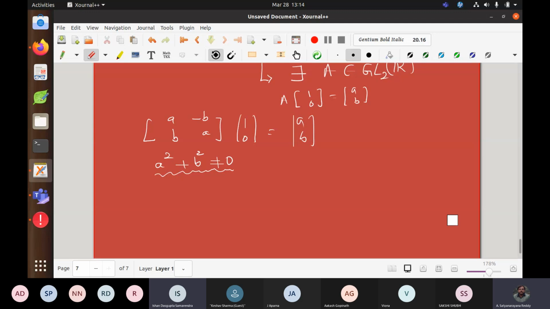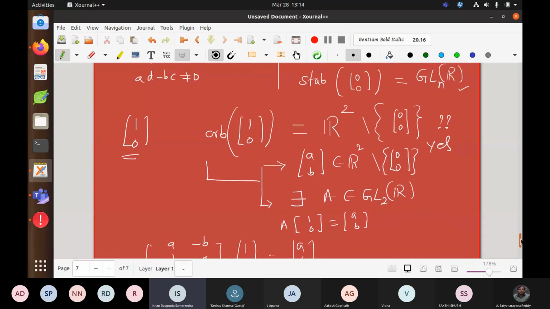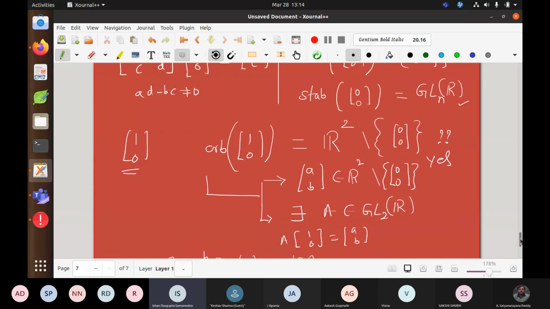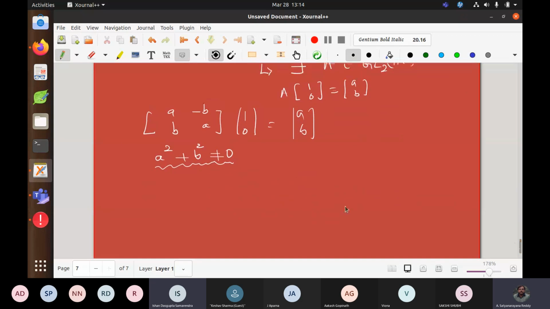Any questions? Sorry, I just skipped a few things. So what you're saying is the only orbits will be 0 and R² minus 0. Right, exactly. Under this action, R² is equal to {(0, 0)}, this one orbit, union the other thing, the entire R² minus (0, 0). Beautiful, right? But I'm saying it's not just for 2, you can replace it by n. Okay, that is understood. Yeah, I want to prove that.